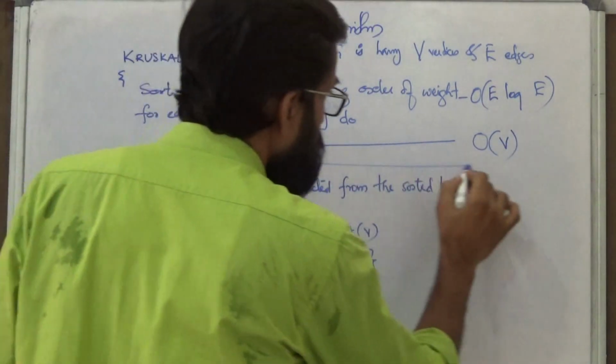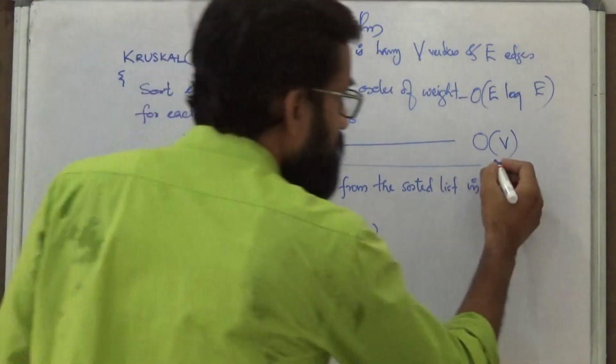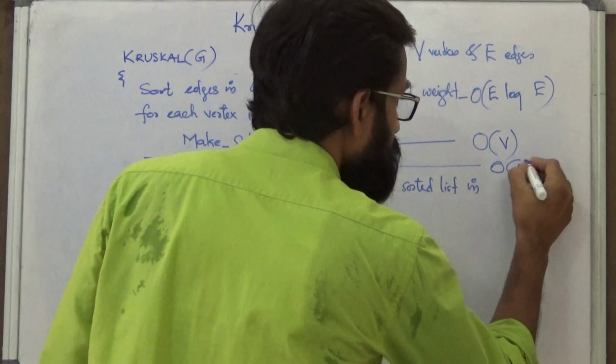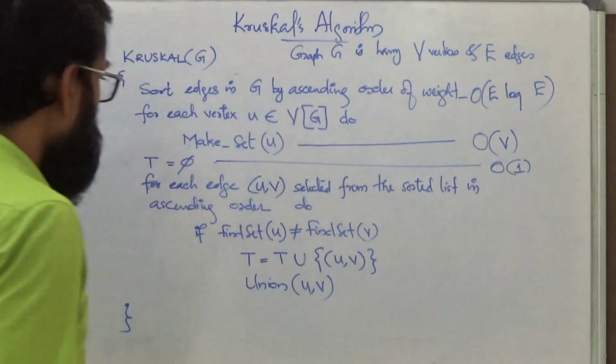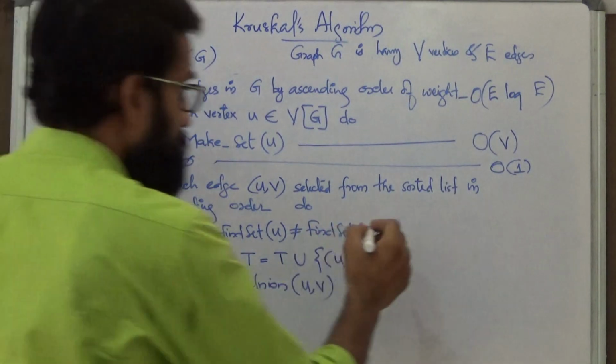Now if I consider cost of this particular step, you have to create an empty set or empty list whose cost is order of 1. It takes constant time. Now we are performing aggregate analysis.